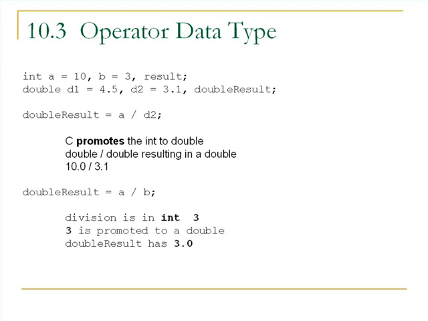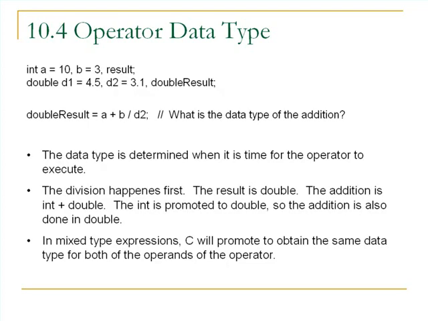So the key here is the data type of the operator is decided at the time the operator will be executed. Here's another example with ints and doubles, and we have a more interesting arithmetic expression, a plus b divided by d2. What is the data type of the addition?